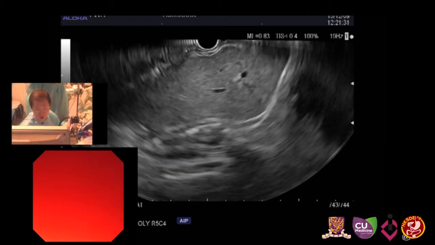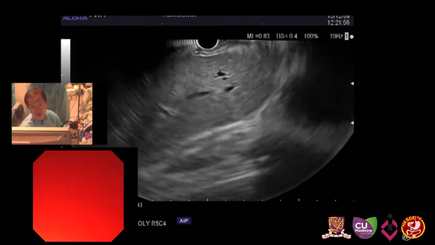Please focus on this. The frequency, I changed. This F75 ProSound Olympus machine is very excellent. We can change the frequency. If you want to see the liver, we need to lower down the frequency. This is the lowest one, 5 megahertz. And we need to increase the range. To increase the range, always we need to lower down the frequency.